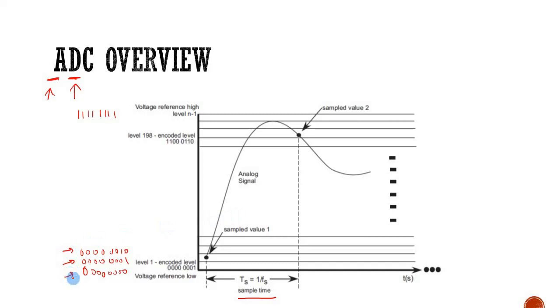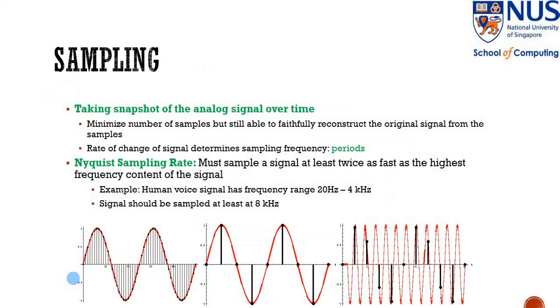Which digital value do I map it to? That is what we're going to be discussing now. The first thing is sampling. Sampling is basically taking a snapshot of the analog signal that is always changing, at periodic intervals. That is what we call the sampling period, and in terms of frequency, we call it the sampling rate.